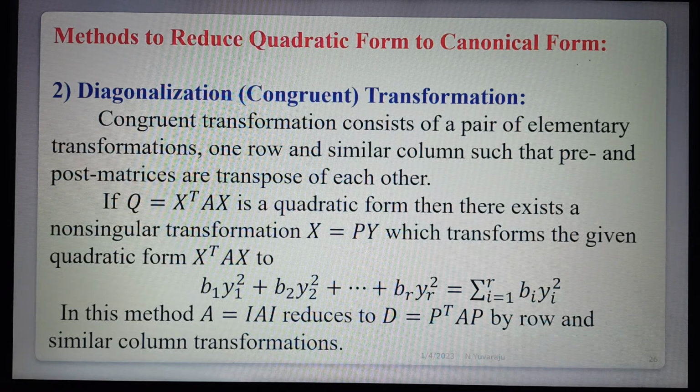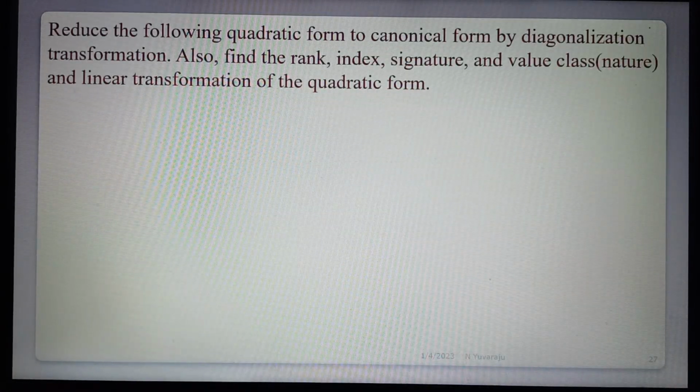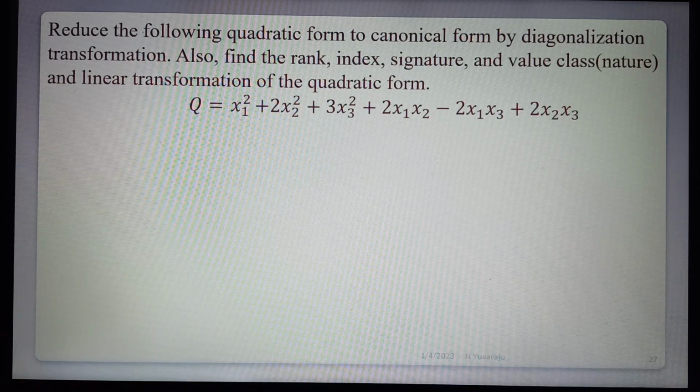See one example here. Reduce the following quadratic form to canonical form by diagonalization transformation. Also find the rank, index, signature and nature, and also the linear transformation of the quadratic form. This is the given quadratic form. Now see the solution.